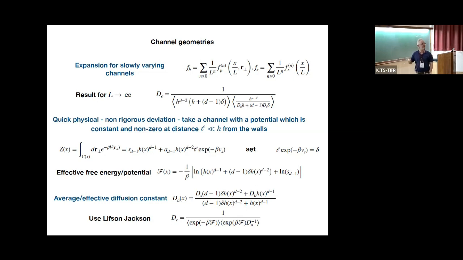So now I'm assuming this is the average effective diffusion constant. If I use this Lifson-Jackson formula, I basically find that D effective is given by exponential of minus beta F divided by the average value of exponential of beta F, times the average value of the inverse of this average diffusion constant. And it gives you exactly the result we had here, okay? So basically what you do here is exactly the same sort of lubrication approximation that we did before, okay?